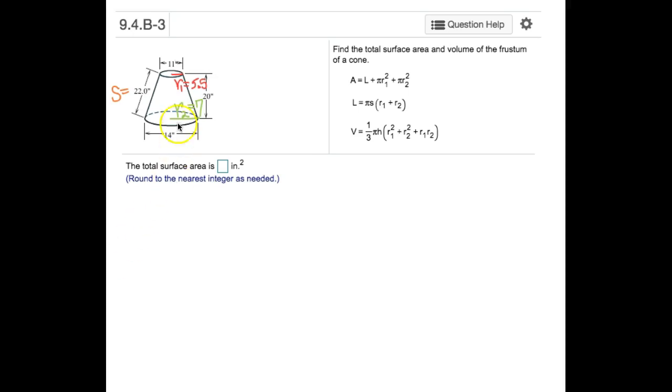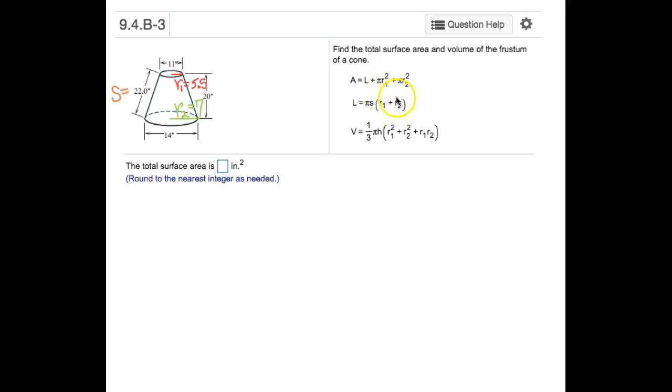This is problem 9.4.B-3. And you're given this picture. You're asked to find the total surface area and volume of the frustum of a cone. And these three formulas here are the important ones that you want to note. You're going to use this top one for the surface area and this bottom one for the volume. The middle one is important because you're going to need L to plug in for the surface area.